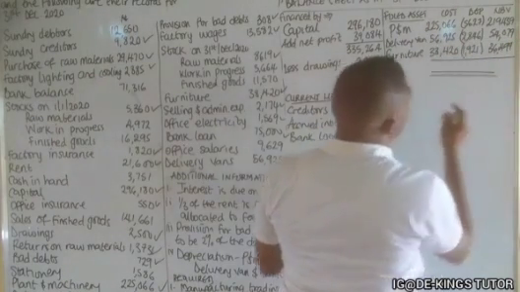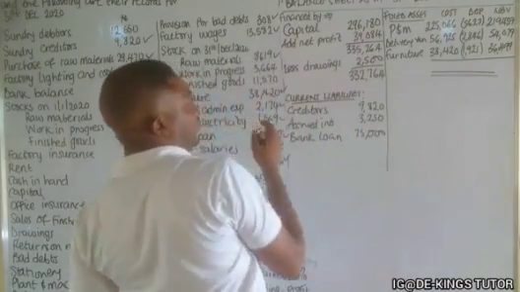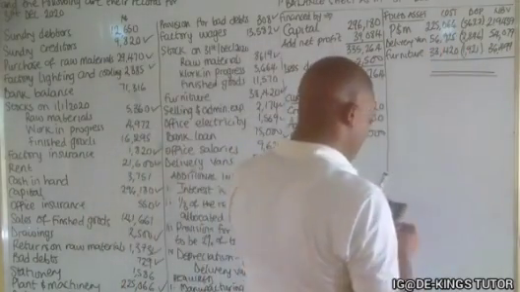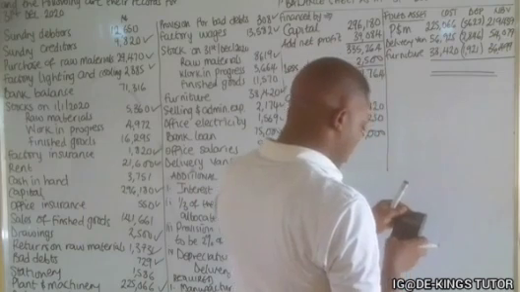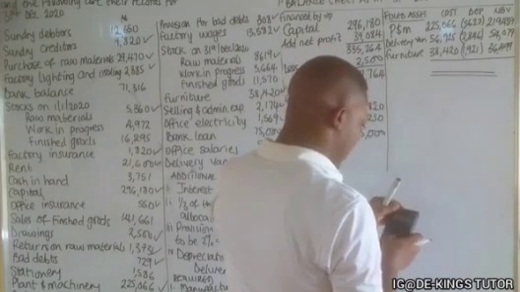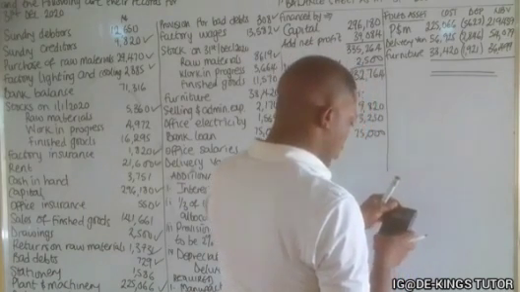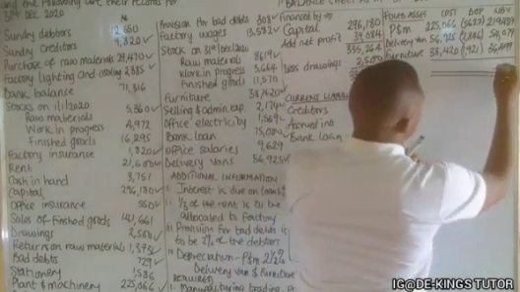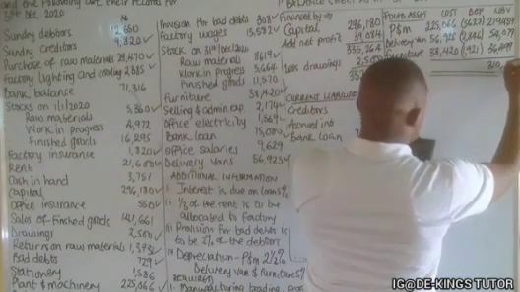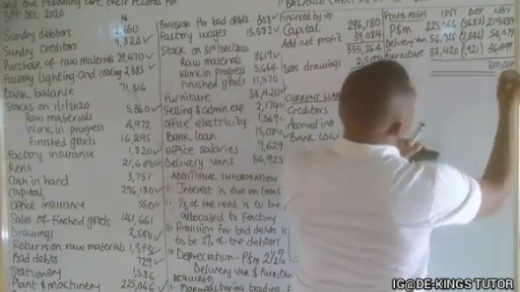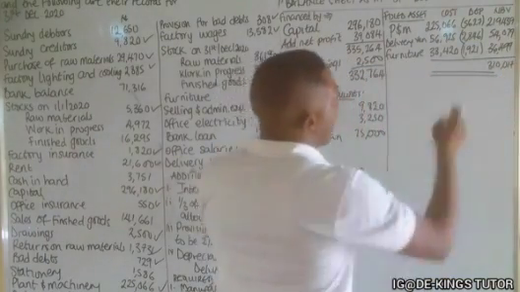36,499. So if we add up all this now, 36,499 plus 54,079 plus 219,439, this will give us 310,017 as our net book value.